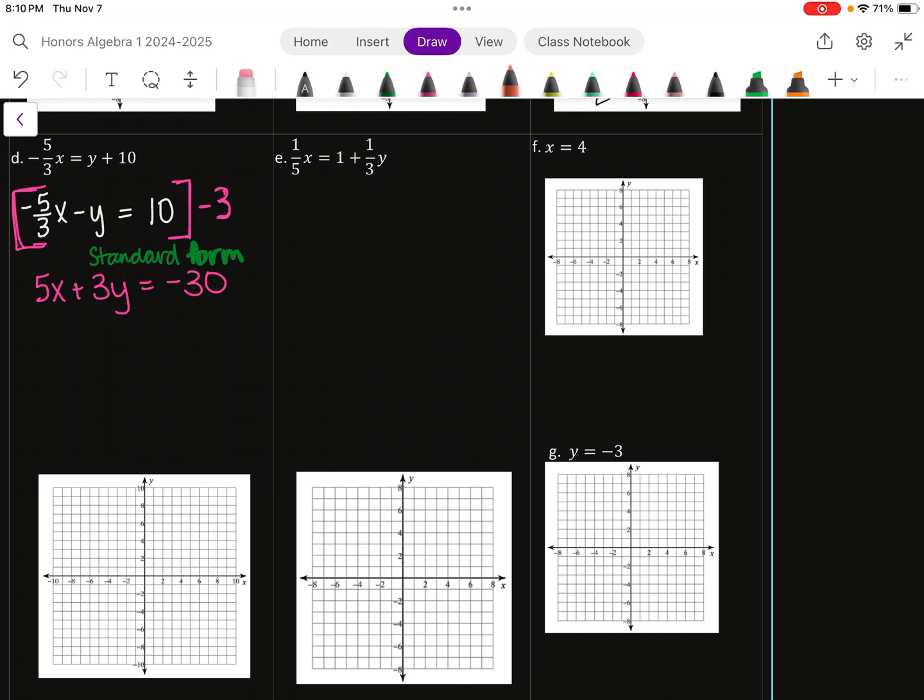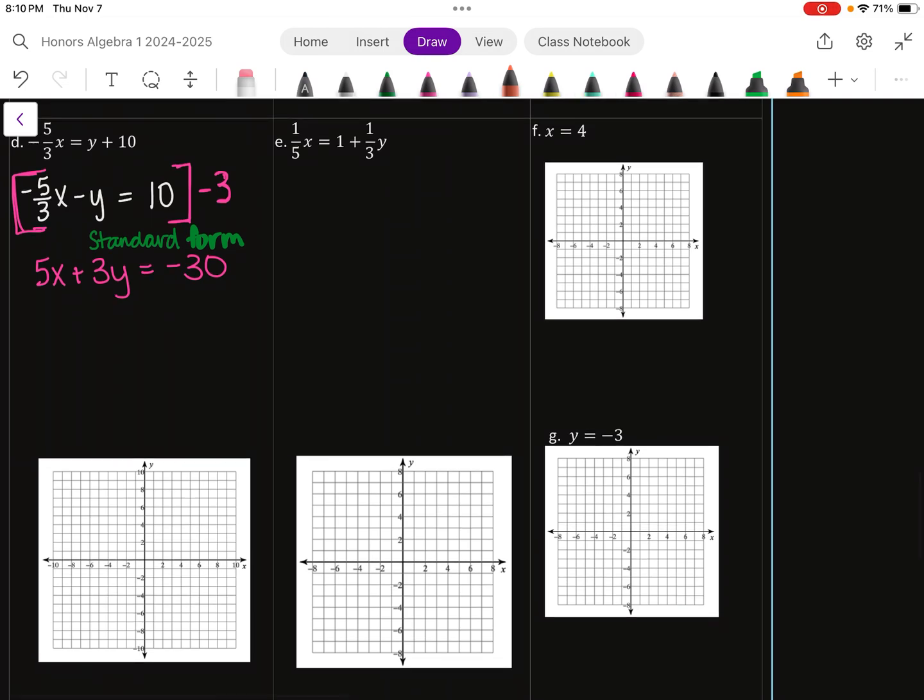All right, so go ahead and find those x and y intercepts. You can avoid me for now and do it. Find those intercepts and graph, and then check back with me.